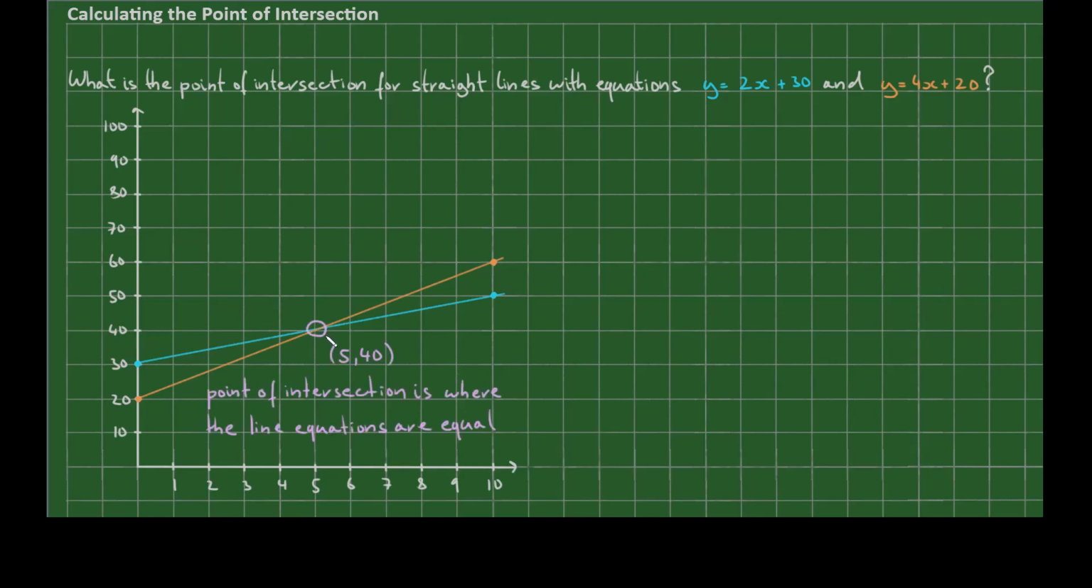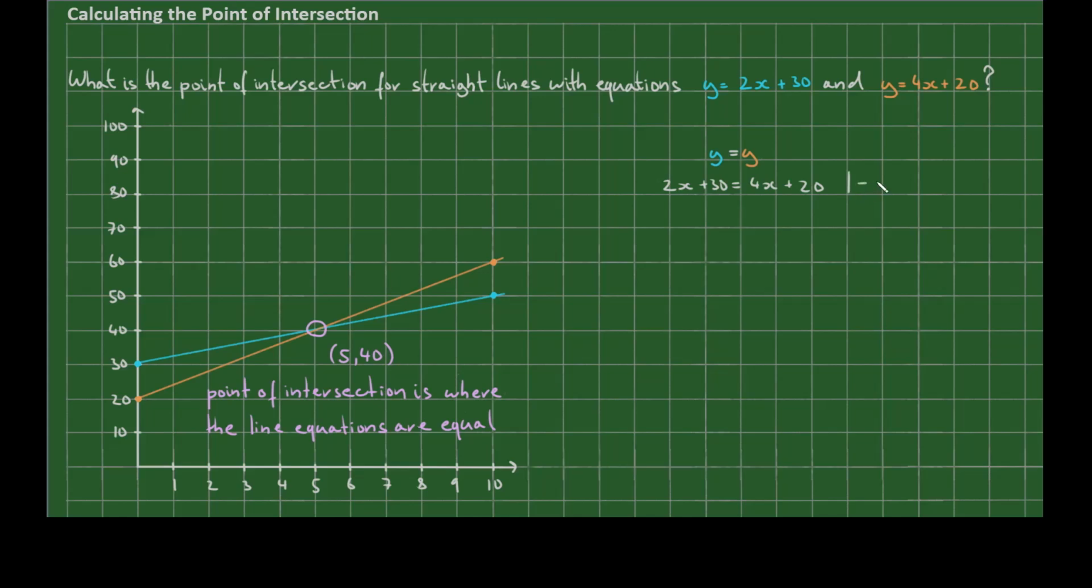Recall that the point of intersection is where the line equations are equal. And now we get to the algebraic solution. If the line equations are equal, I can make the following statement. Blue y equals orange y. How does that help me? Blue y also happens to equal 2x plus 30, so that is what I'm going to write. Orange y equals 4x plus 20, so I'm going to write that as well. And now it is a matter of transposing to solve for x.